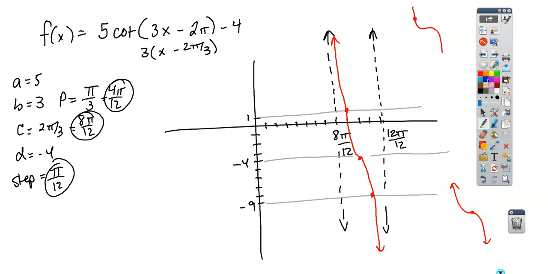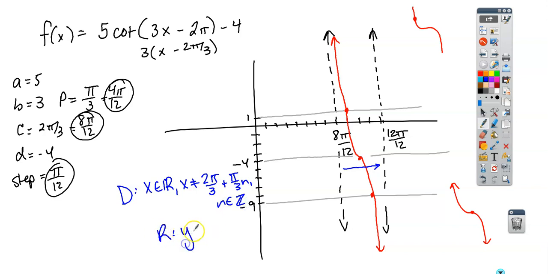Okay, let's do domain and range. Domain, I'm outside recording, so if you can hear this bird going, sorry. I want all reals except x cannot be an asymptote. I'm going to use this one, but reduced, which is 2 pi over 3, plus it takes me the full period, which is pi over 3, to get to the next asymptote. So pi over 3 n, n is an integer. And my range is, oops, not y equals. My range is f of x is all reals. Okay. All right.